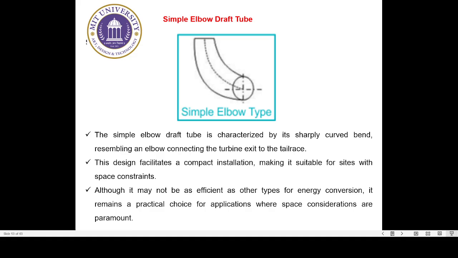This particular arrangement gives us a compact installation, and it makes it suitable for sites with space constraints, wherever there are limitations in space. So simple elbow draft tubes can be suitable for such situations. Even though the simple elbow draft tube may not be as efficient for energy conversion, it still remains a practical choice for applications where space considerations are of significant importance.